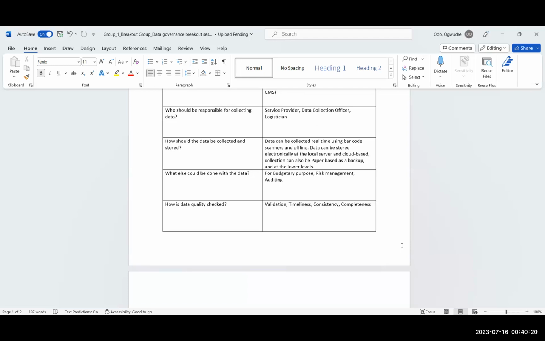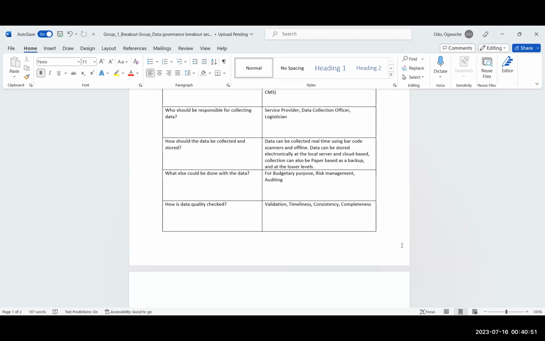And then for storage, we say data can be stored electronically at the local server, and then it can be stored in the cloud. That's cloud-based storage. Collection can also be paper-based, which can be as a backup. And at the lower levels, where you will agree with me that the use of barcode scanners and all the electronic devices may be impracticable, you can also use paper-based.